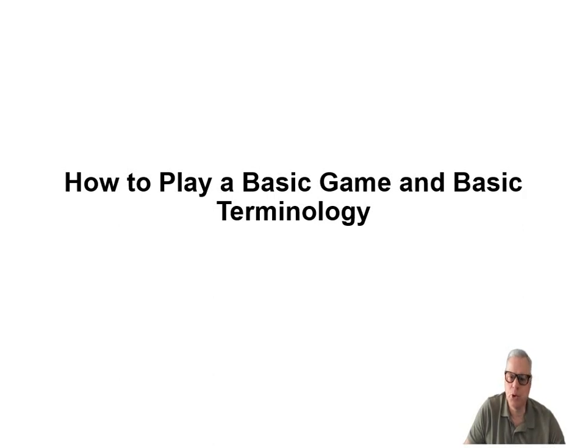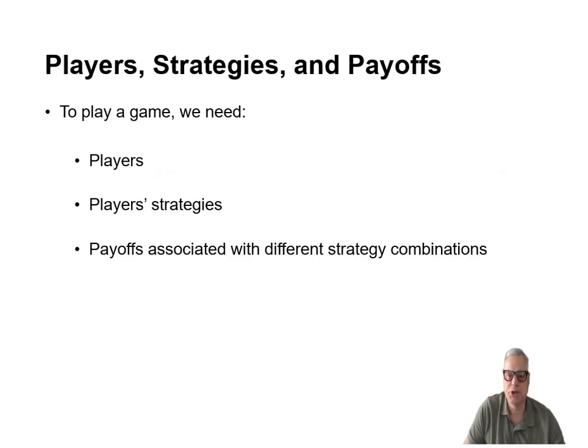Alright, so how to play a basic game, and what is some basic terminology that we need? Let's begin with players, strategies and payoffs. Obviously, to play a game we need to know who the players are. Players could be individuals, firms, or countries. And then the players need to have some strategies.